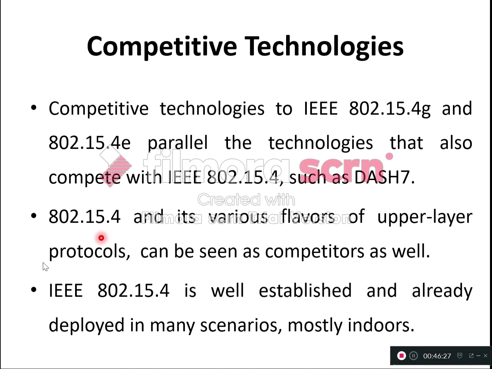So we studied some of the technologies which use this standard, right? Those are Zigbee IP, 6LoWPAN, Thread, and others. Some list of technologies we studied which use this standard, right? All of those flavors, all of those protocols are also competitive technologies for this G and E version of 802.15.4. IEEE 802.15.4 is well established and already deployed in many scenarios, mostly indoors. So it is majorly used for indoor applications.